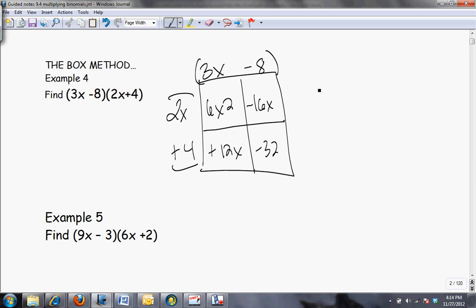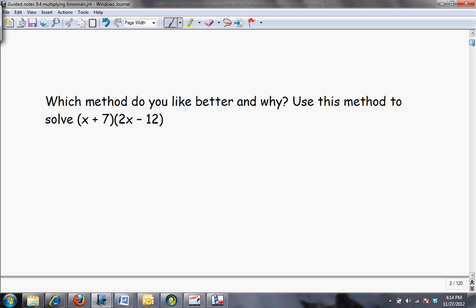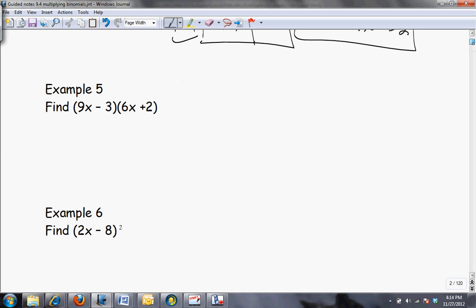We could combine some like terms, so let's write them out. We have 6x squared, so I'm done with that one, minus 16x plus 12x minus 32. And we have two terms we can combine, so we have 6x squared minus 4x minus 32. If you FOILed it, you would get the exact same answer, so either way is okay with me. I like to give you different options so you can choose.